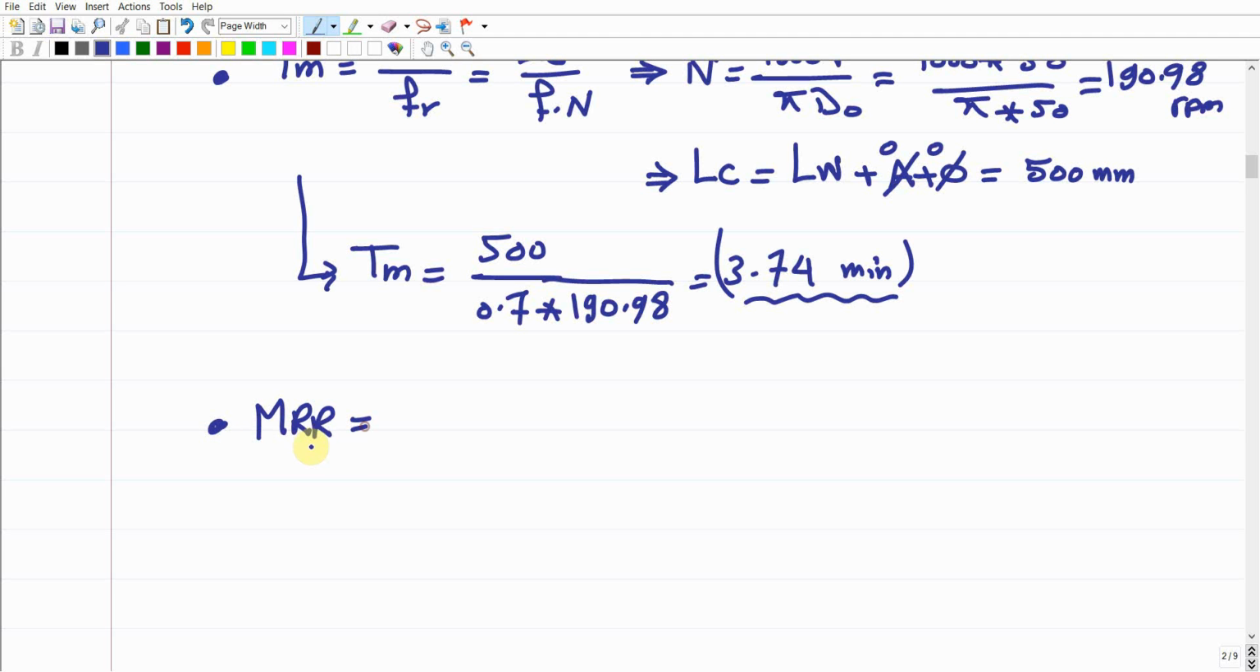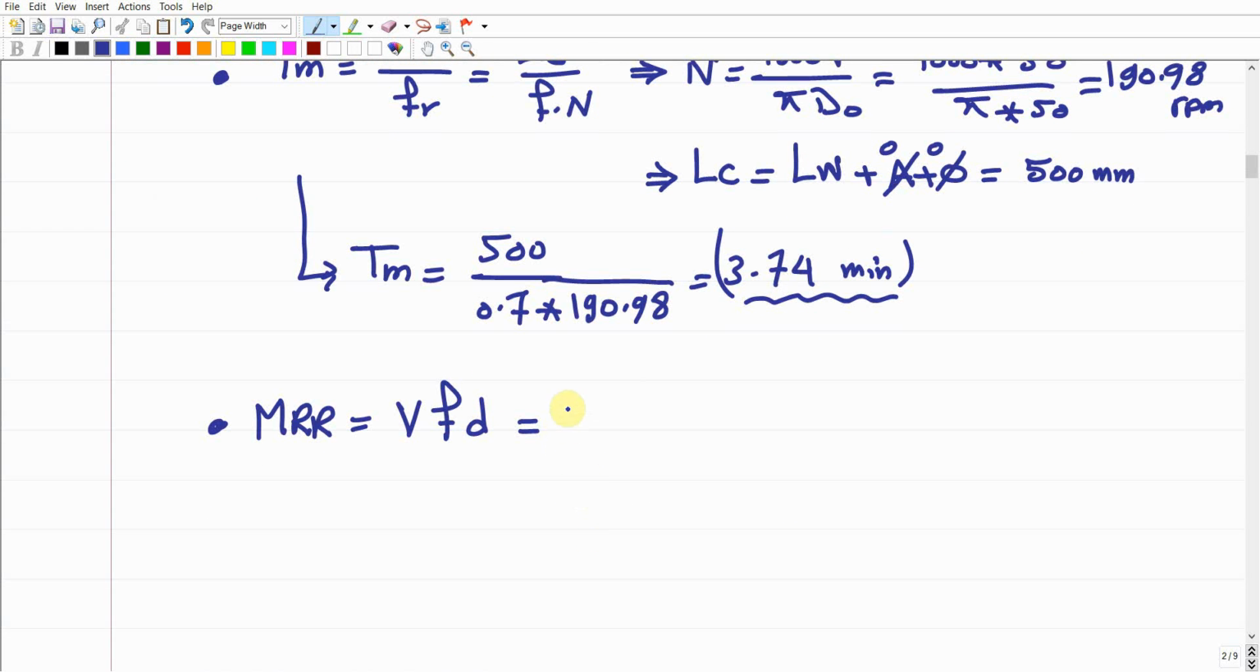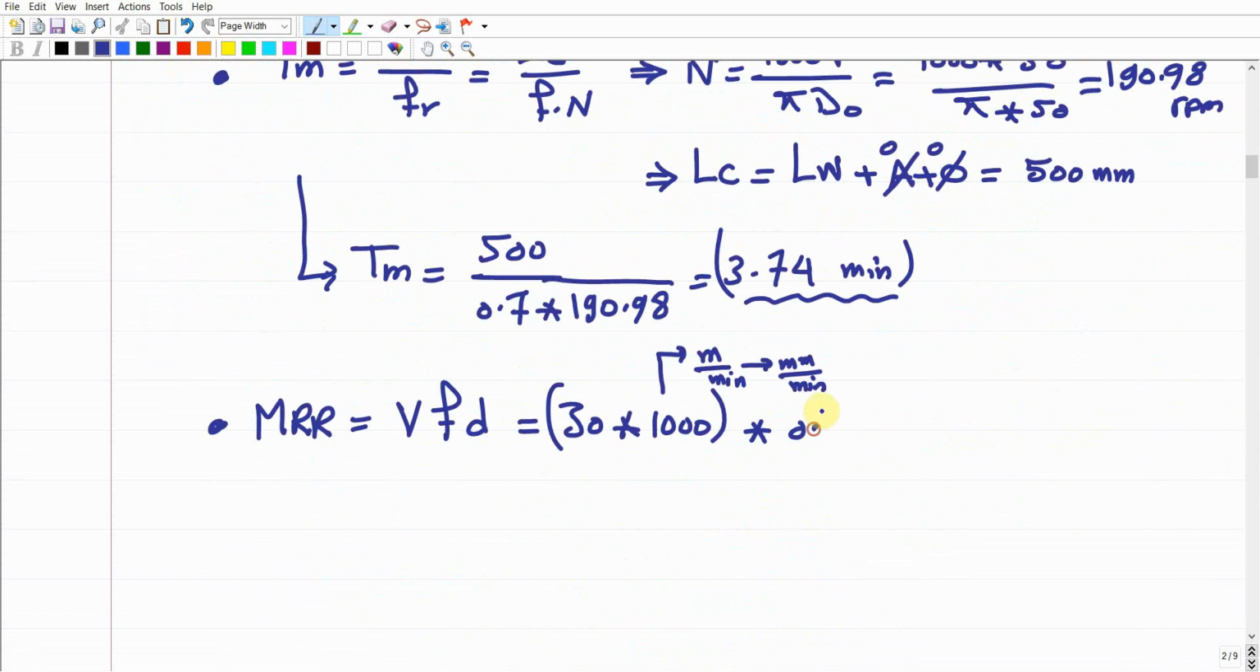And here we're going to calculate the metal removal rate, which should be V times F times D. V is the cutting speed, but remember that I have to convert it from meter per minute to millimeter per minute. So we have to multiply 30 times 1000. This is to convert from meter per minute to millimeter per minute, so we have consistency in the units. The feed was given as 0.7 millimeter per revolution, times D, which is the depth of cut. So here we have to calculate the depth of cut.